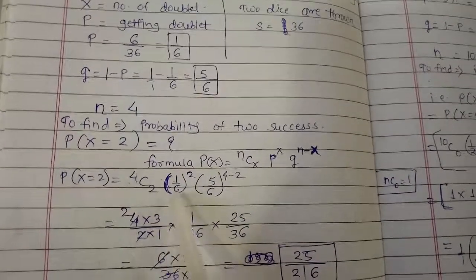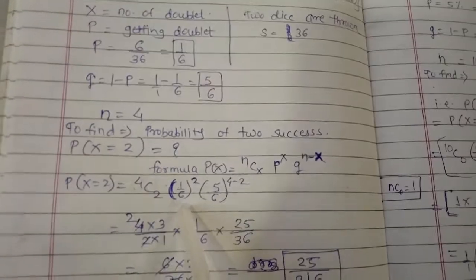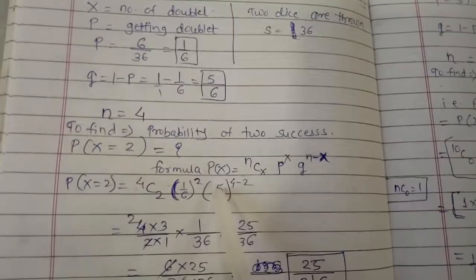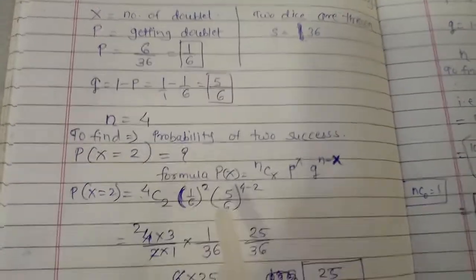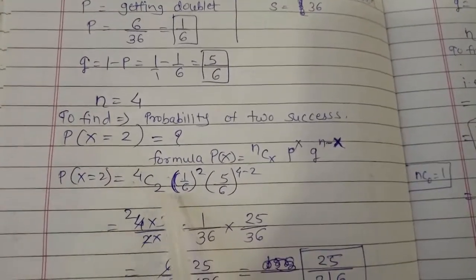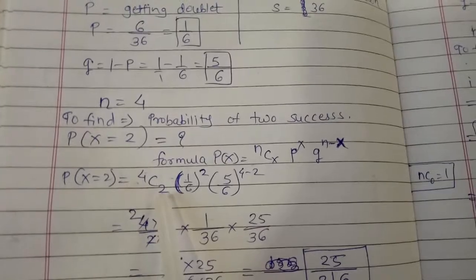So 4C2, the value of p is 1 by 6, so (1/6) raised to x, that is 2, and q, that is 5 by 6. So we get here (5/6) raised to 4 minus 2. So 4C2. हमें 4 को 2 steps पीछे लेना है.